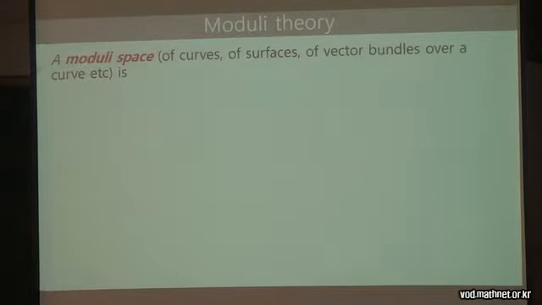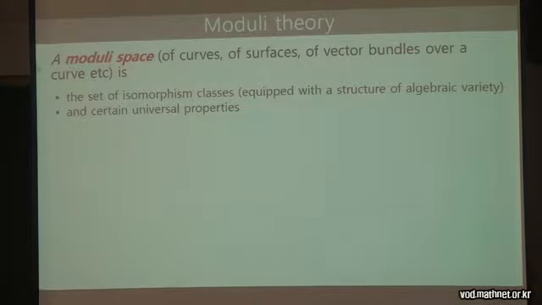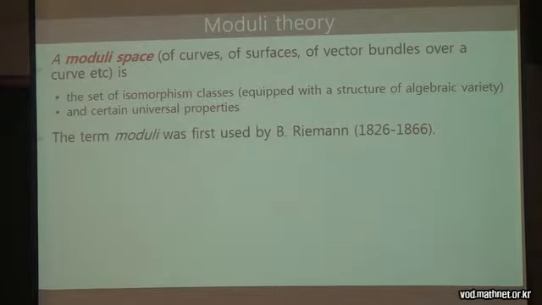So my main interest is moduli theory. A moduli space is, as I said, just the isomorphism classes of objects that you're interested in. It's got certain universal properties, which I'm not going to use too much in this talk. The term moduli was first used by Riemann, who lived for only 40 years. So I'm 40 years now.